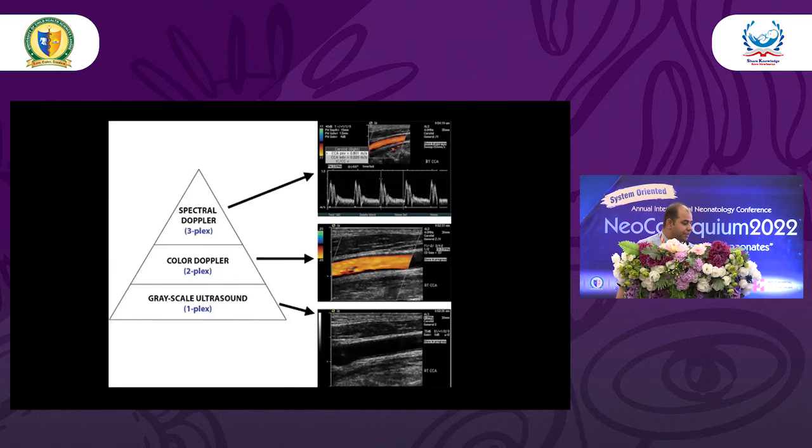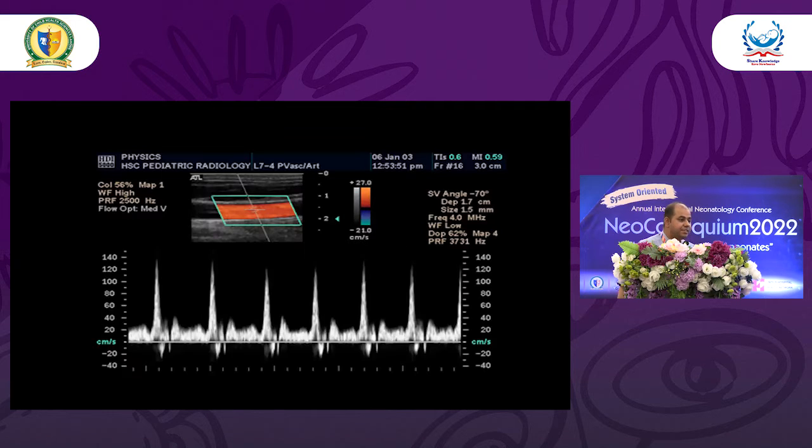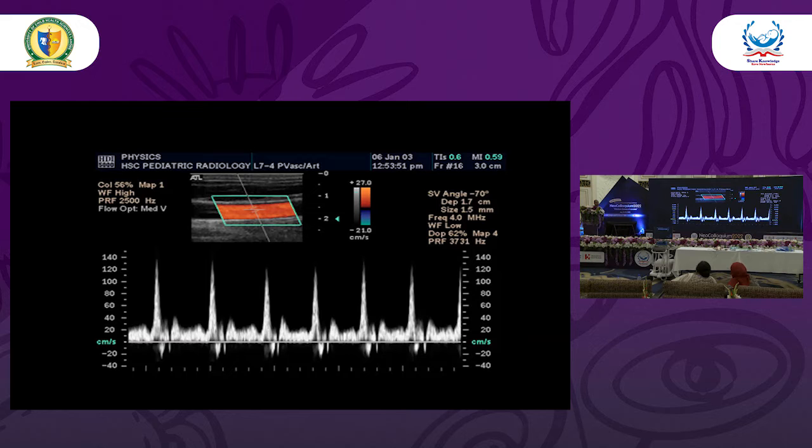Then the third aspect is this spectral pattern. Most of the time in ultrasound guided interventions, we don't need this spectral image. We call it a spectral image because it shows us the spectrum. How does the flow look?